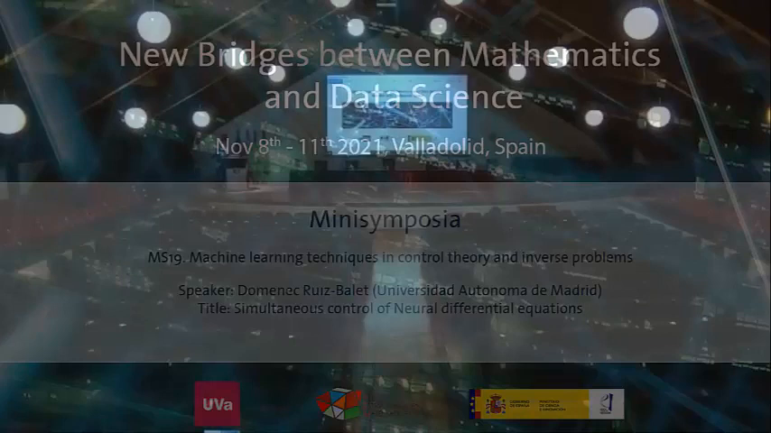This session is on machine learning techniques in control theory and inverse problems. I'm Carlos Castro, one of the co-organizers of this mini symposium. The other co-organizer is Francisco Periao, who unfortunately is not here, as he is in the United States on a sabbatical year, but he is going to present one of the talks in this session. So we are four people in this session.